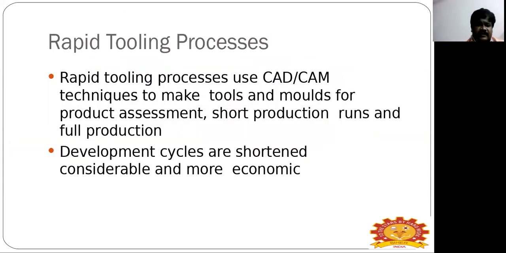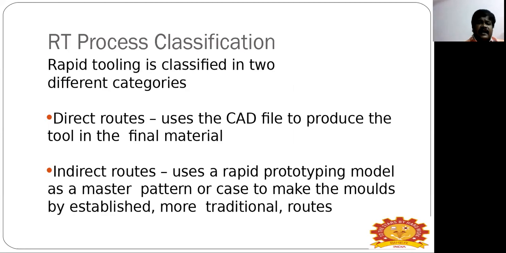Rapid tooling processes: in these processes, we use CAD/CAM techniques for making the tools and molds, for product assessment, short production runs, and full production. The development cycles are considerably shortened, and it is more economical also. If we take rapid tooling, we classify it into two categories. Direct routes, where we use the CAD file for producing the tool in the final material.